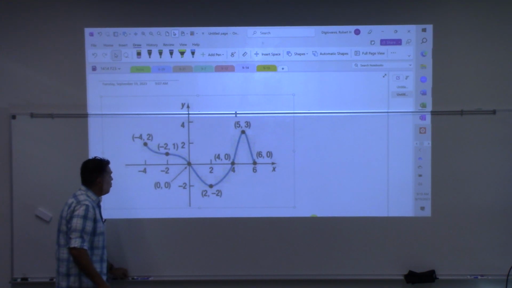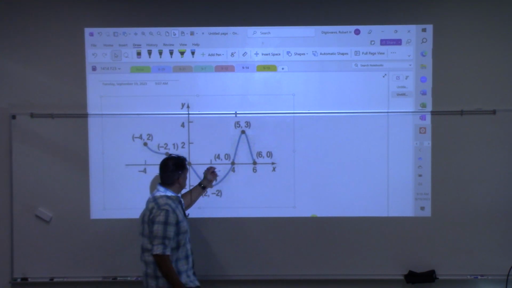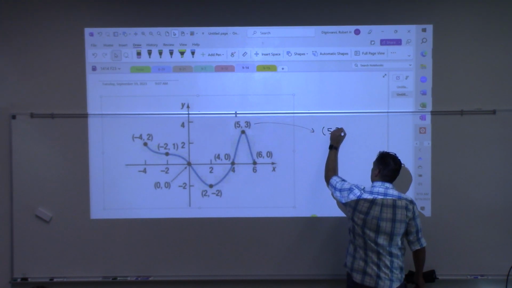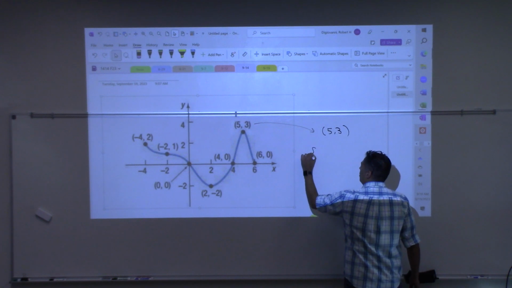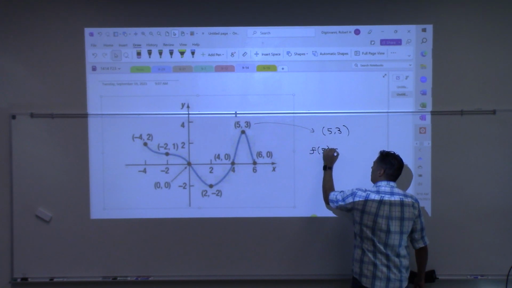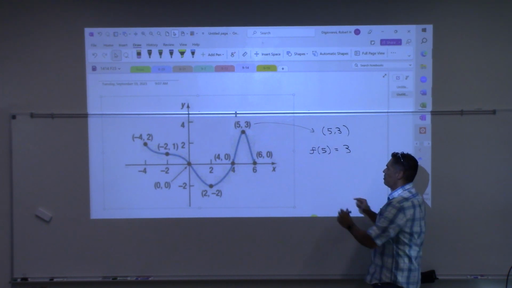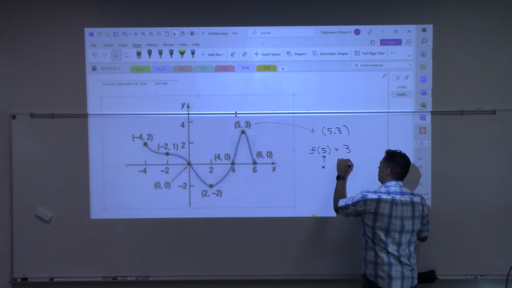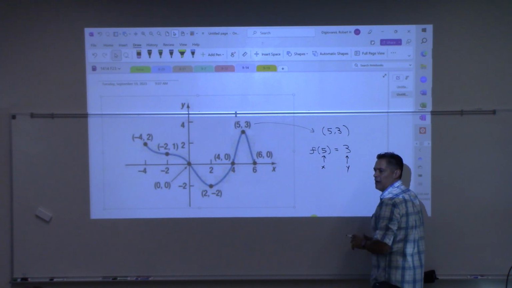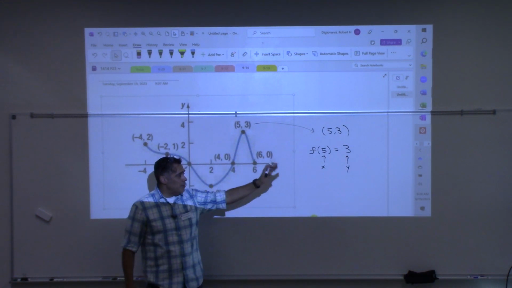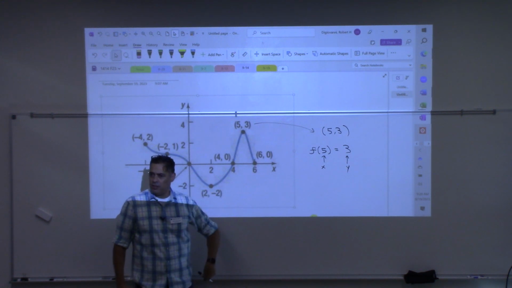So I'm just going to pick one of these points right here, the point (5,3). What does that (5,3) represent to us? It means that for this function, if I plug in 5, I get 3, right? That's what that point represents here. So my input, this is my x, and this is like my y, right? Input, output. And from that basic idea, we should be able to answer all these questions.